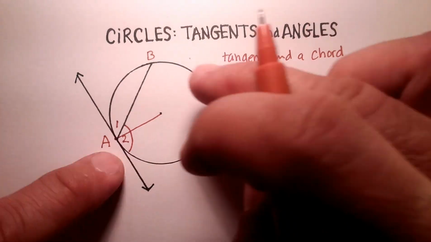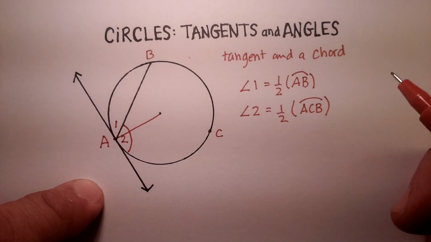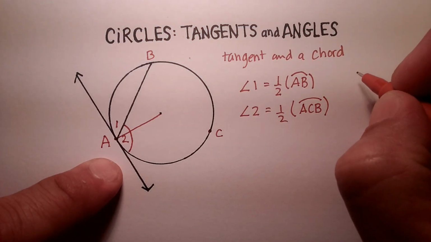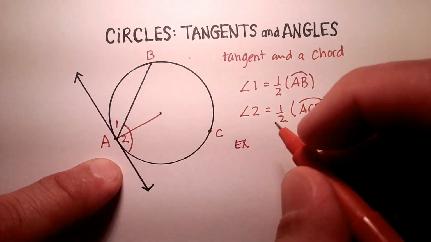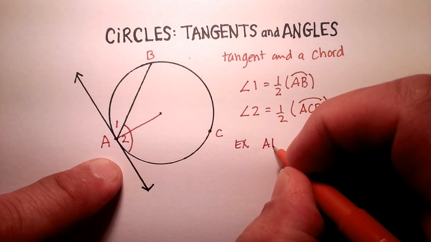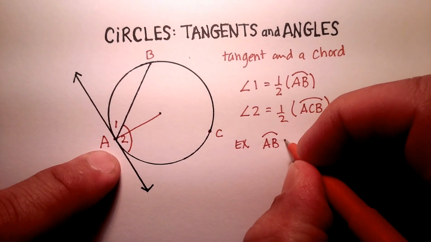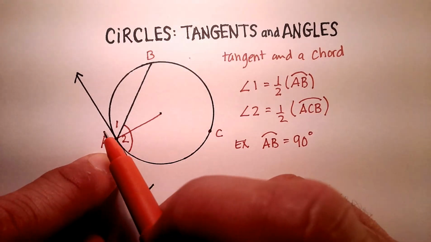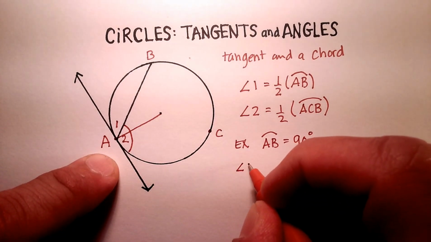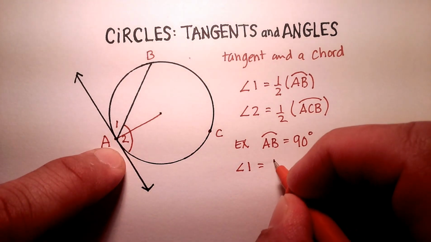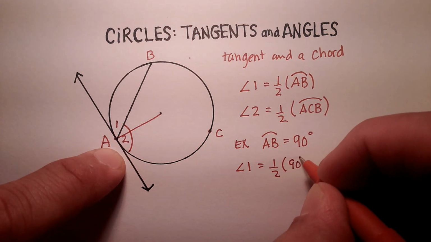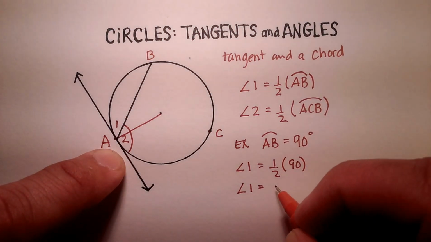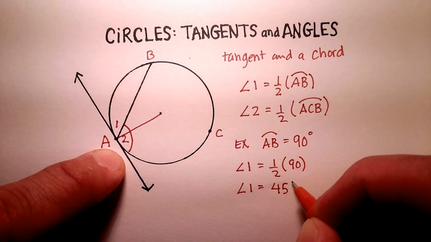Now, let's talk about what that might mean in actual numbers. You can actually use these relationships to figure out, for example, one or the other. Here's an example problem, all right? Say we know that the intercepted arc AB, its measure, let's say, is 90 degrees. Okay? What would be the measure of angle 1? So angle 1 would be equal to 1/2 90, right? Because that's its intercepted arc right there. So angle 1 would be equal to 1/2 of 90, or 45 degrees.